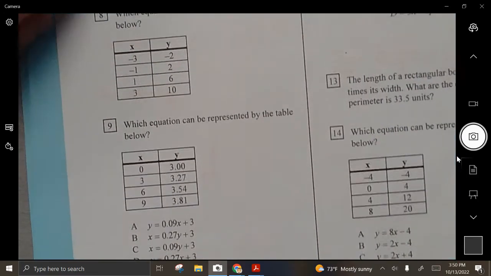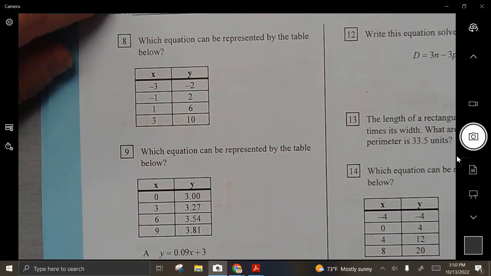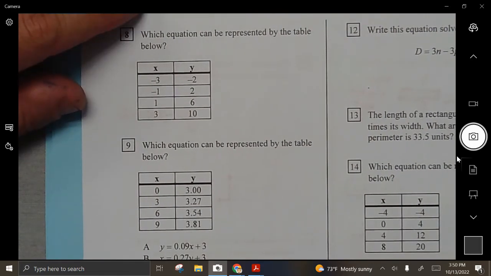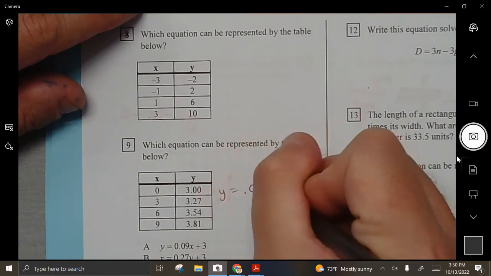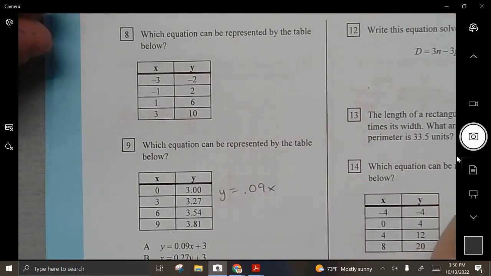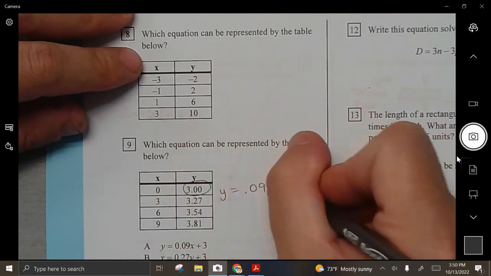Number 7's easy. Number 8 shouldn't be too tough. Okay? Number 9, check your math. I know 0.09, I believe, becomes your slope, right? And then we know it's starting at plus 3. Take your time.